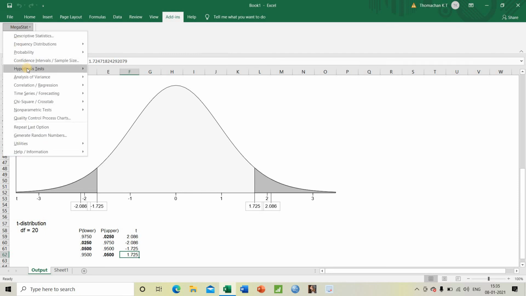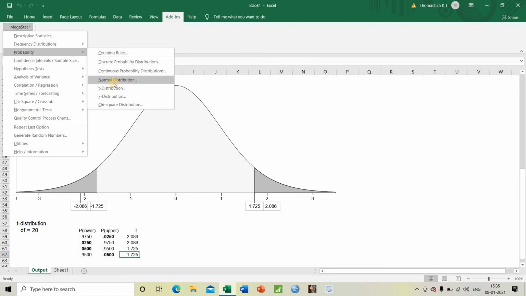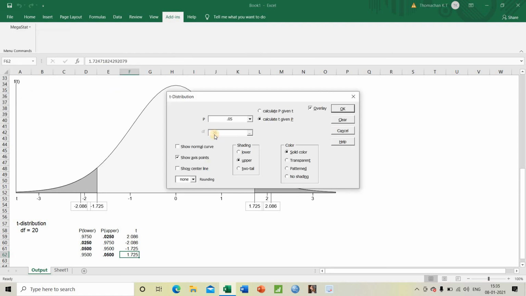If you give a different degree of freedom, T distribution depends on degrees of freedom. So naturally, if you give a different degree of freedom instead of 20, critical values will be different. This is because T distribution depends on what is known as the degrees of freedom.